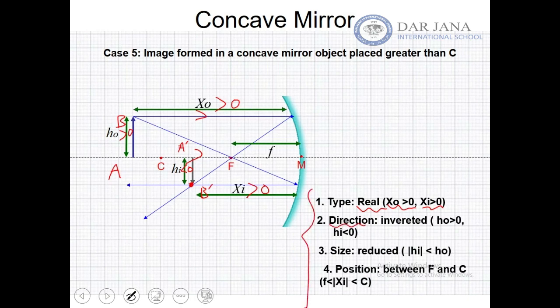The direction now is inverted. It's important: real, inverted, so HI will be negative. The size is reduced, as we see here. The image is smaller than the object. The position is between F and C. This is point F, and here we have point C, and the image is in between. So these are the 5 cases related to the concave mirror.